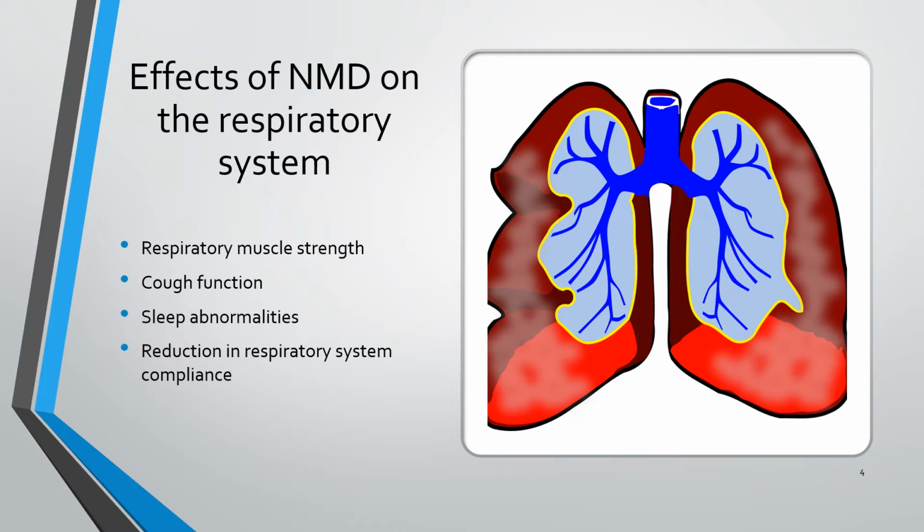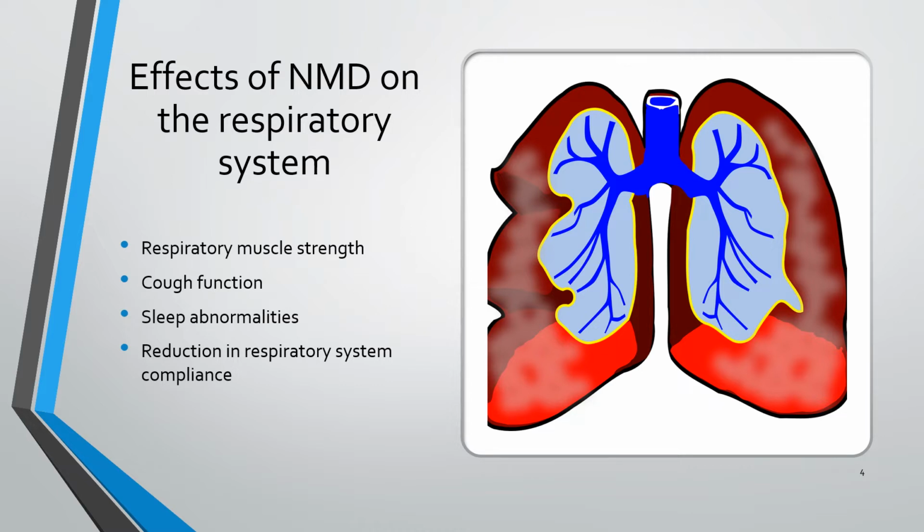So let's talk about sleep abnormalities. Sleep abnormalities are very common in this particular population. Hypoventilation syndrome, central apneas, and obstructive events are all seen in this group of patients. Sleep disordered breathing tends to increase with decreased vital capacity due to respiratory muscle weakness. So as your vital capacity worsens, your sleep disorders increase. They go hand in hand together. Kind of sad, but that's the way it is.